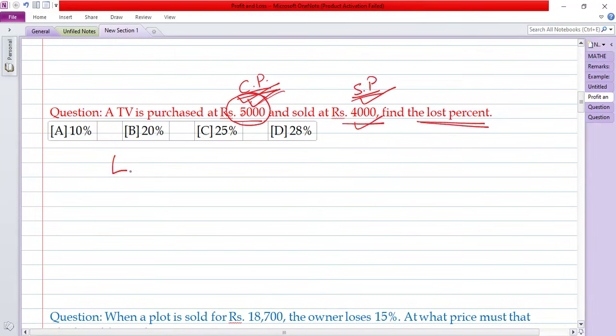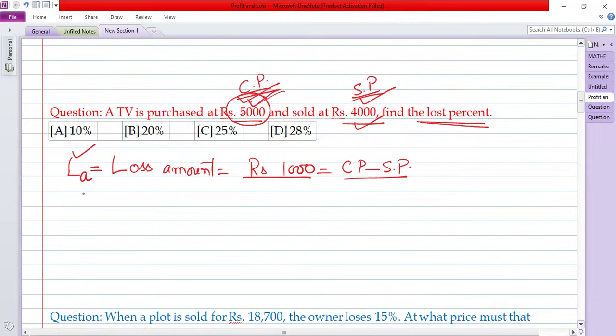So what will be the loss amount? That will be nothing but rupees 1,000, sorry, not 4,000. Obviously this is because CP minus SP gives us the loss amount. In future I will be writing it as LA, which stands for loss amount. One thing is loss amount, another thing is loss percentage.